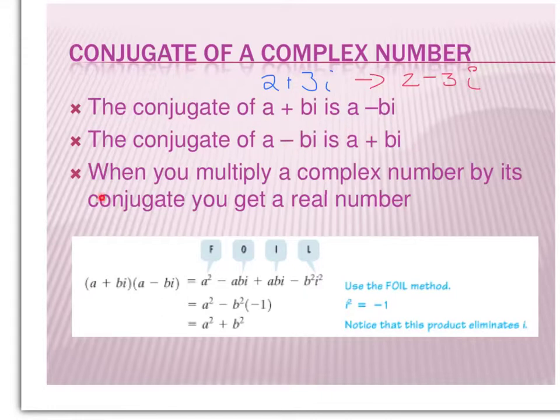Okay? So when you multiply a complex number by its conjugate, you're going to end up with a real number. So if I were to multiply these two together, I'm going to get a real number. Here's an example, but using variables. And notice that here we end up with the difference of 2 squares, but the i squared gives us the sum of 2 squares. Okay? Let's take a look at an example.